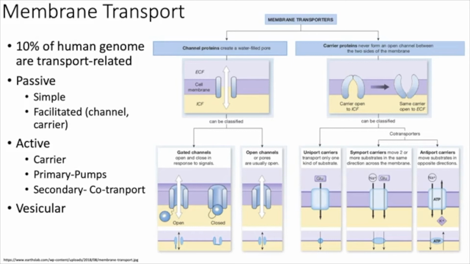So if you've got a bunch of stuff on the outside that you want inside, or a bunch of stuff on the inside that you want outside, then you can just take advantage of that. And that's your passive diffusion. That can be facilitated through a couple different ways. There's channels, is generally what we think about. Channels can just be open.